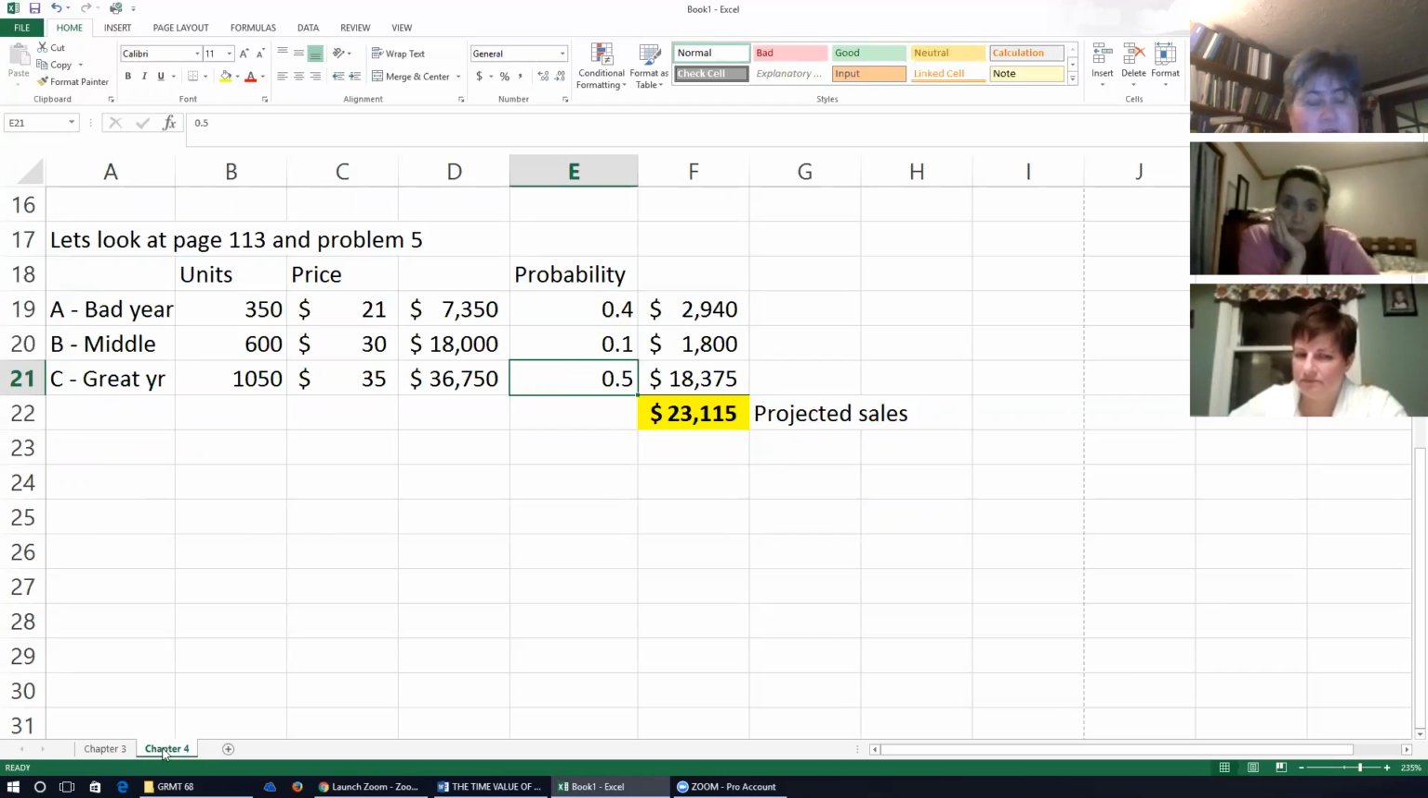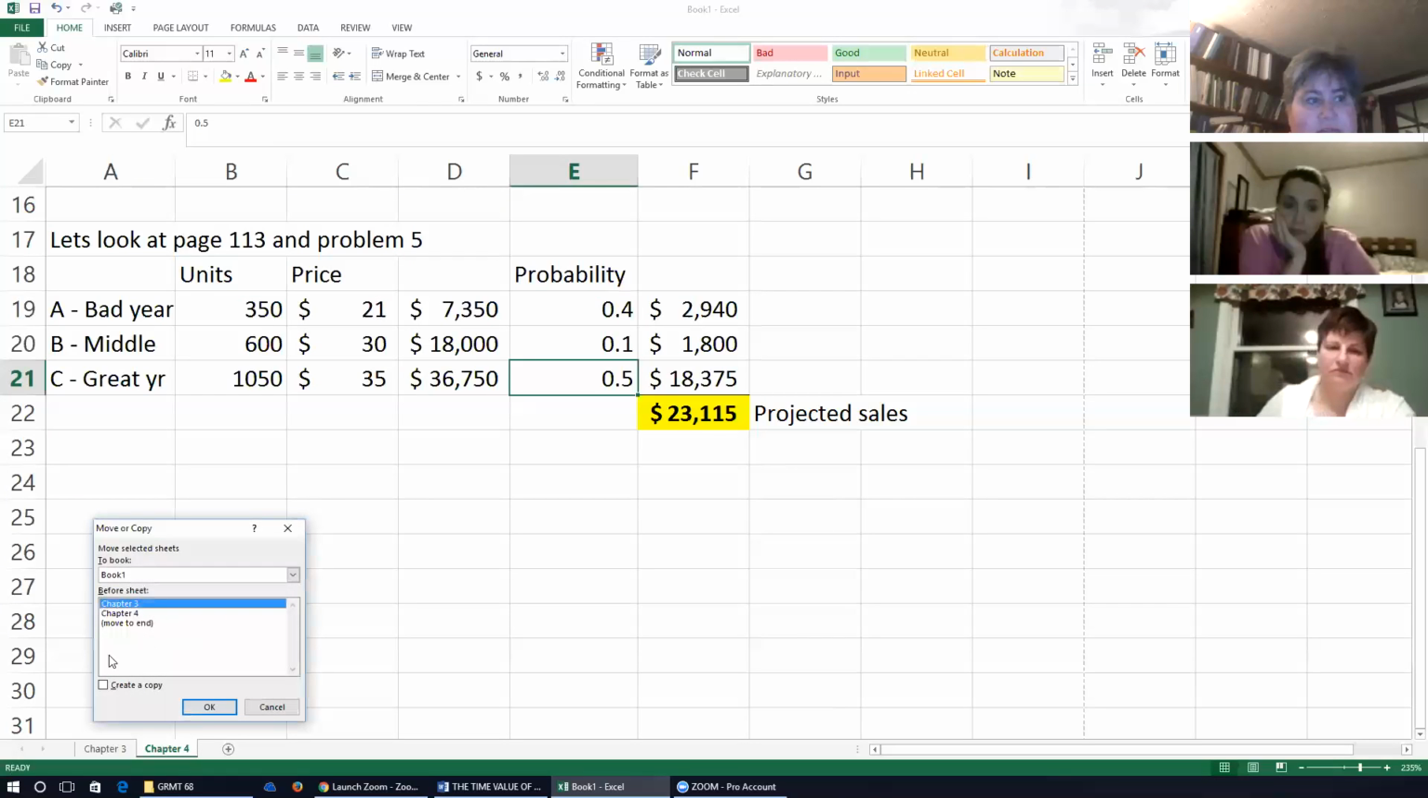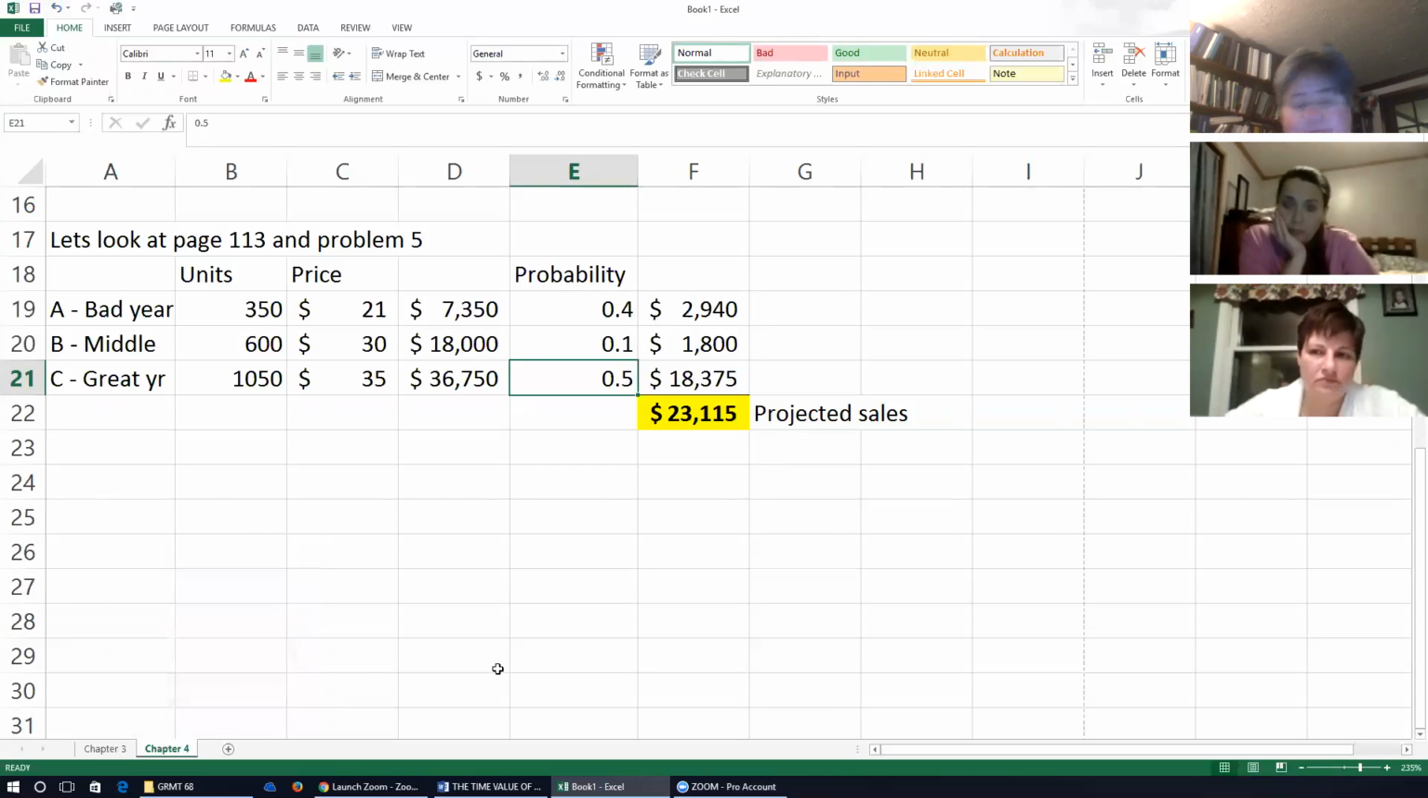You can even right-click down here where it says Chapter 4, and it will give you a chance to move or copy. You can create a copy. Just make sure you hit the check mark and click OK, and you've created a copy of this sheet to use over and over again. Or you can download one copy of this file I send you and then download another one with another name. So come up with the sales budget. Can be as simple as the one we saw in the book, or can be as confusing as the one we did. But hopefully won't be terribly confusing.